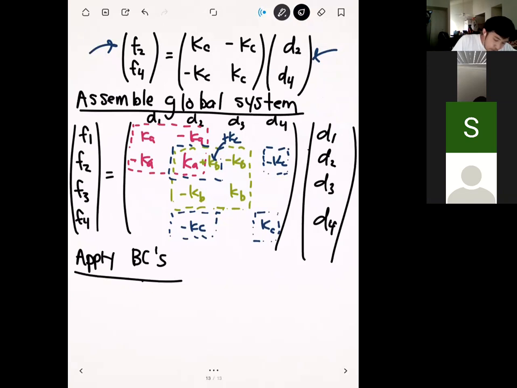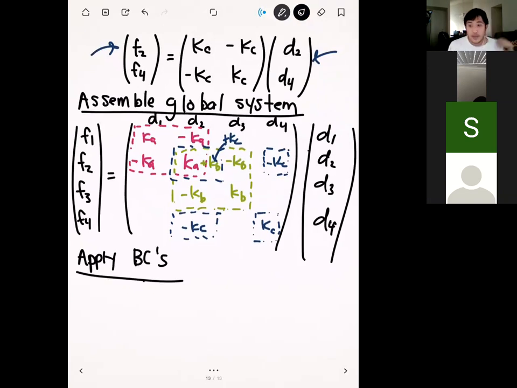Right. So now that we have our global matrix, the next step that we're going to do is apply boundary conditions. Okay. And so we have 3 boundary conditions here. So we have one boundary condition on the left, which is D1 is equal to 0. Okay. And so D1 is equal to 0. That's going to be a Dirichlet boundary condition.